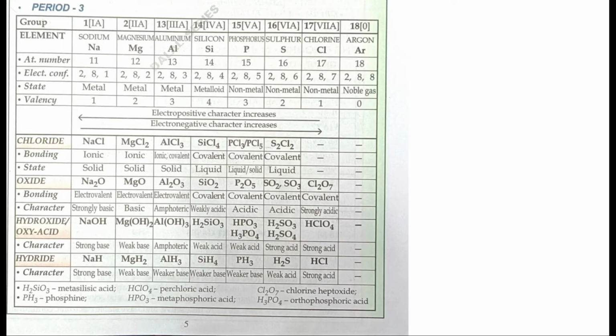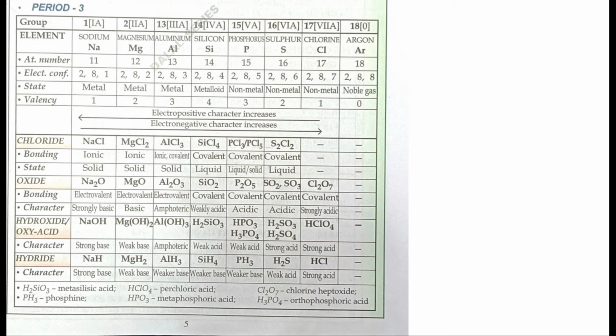So if you observe carefully, covalent character increases from left to right and ionic character decreases. Ionic bond is the electrostatic force of attraction between oppositely charged ions, and covalent bond or covalent character occurs by sharing of electrons. So the sharing of electrons property increases from left to right and ionic character decreases.